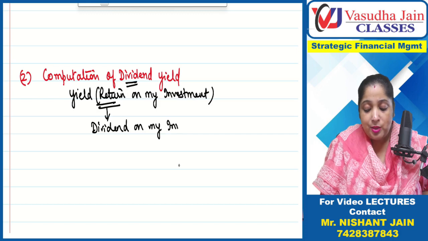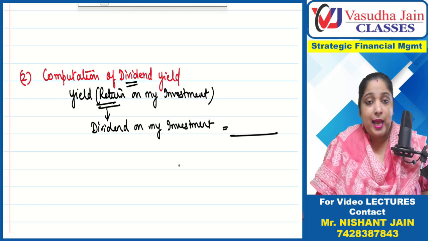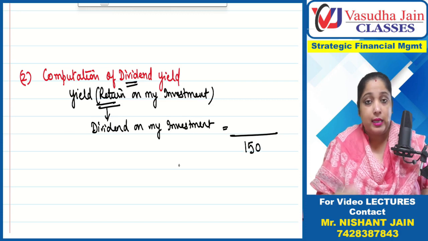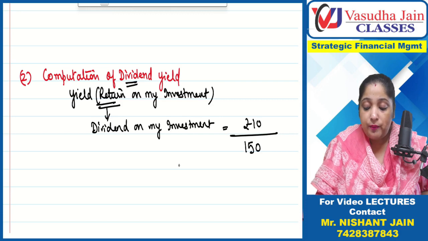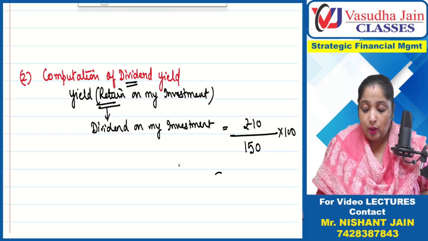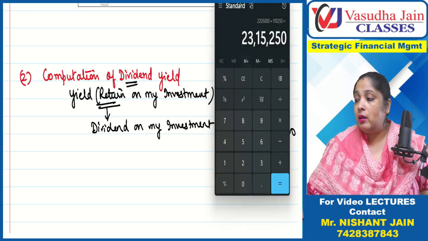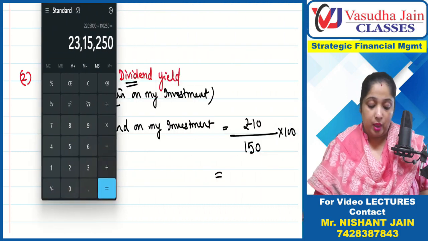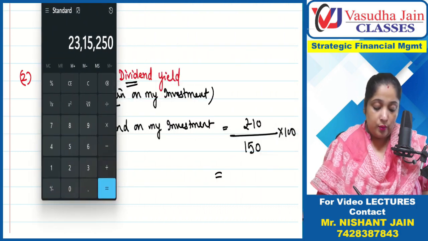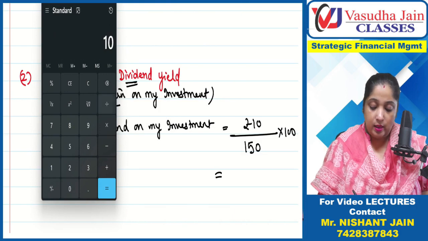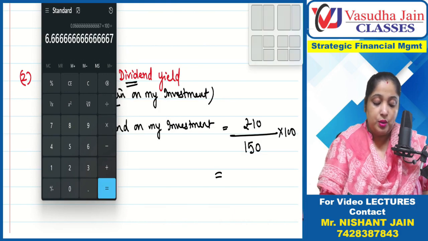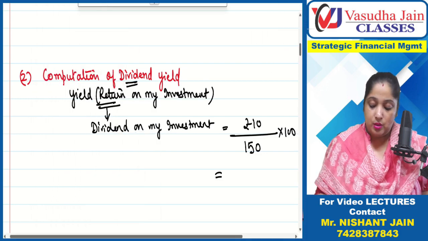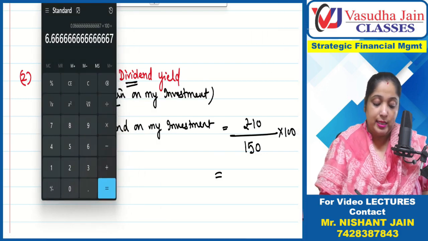So my investment is not 100 rupees. No. Currently the market price of the share is 150 rupees. That is my investment. On that investment I am getting 10 rupees of dividend. So this is the rate of dividend I am getting. That is the dividend yield. Very simple: 10 divided by 150. So it is 6.67%.